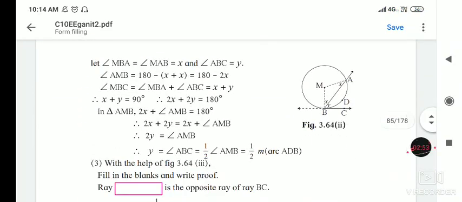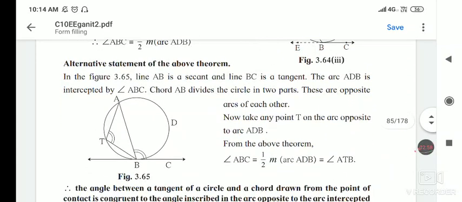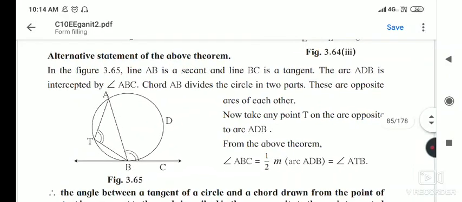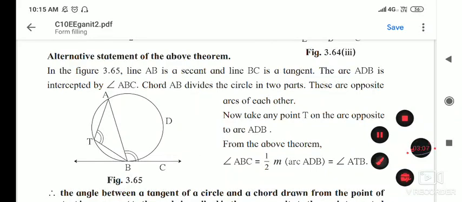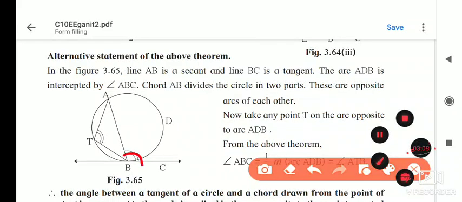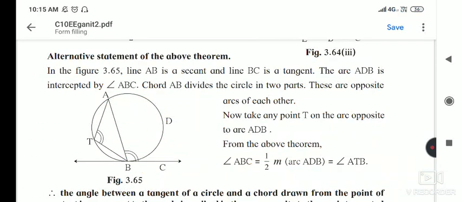But the alternative statement, I forgot this part. So, the alternative statement for the above statement. In the above theorem, what we had seen is that angle ABC is half of ADB. This alternative statement we have to study now. Alternative statement of the above theorem.